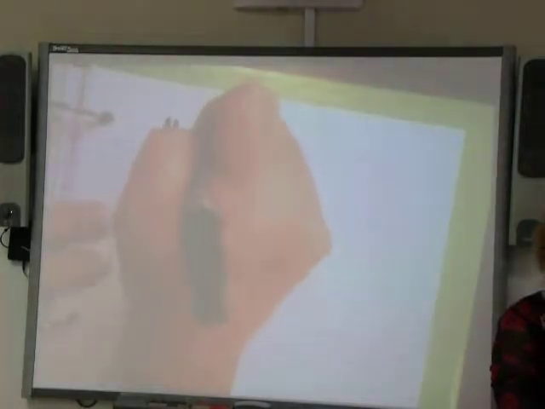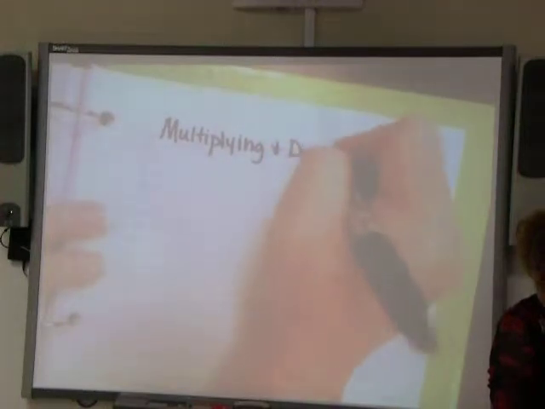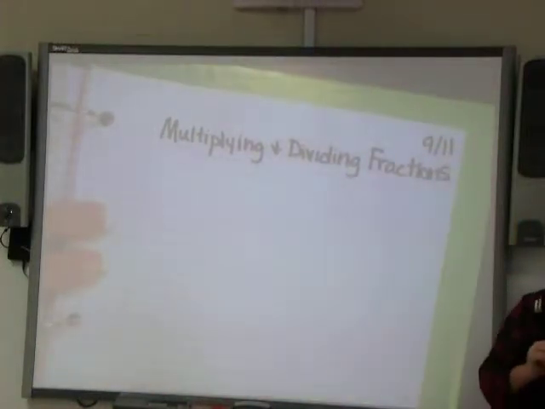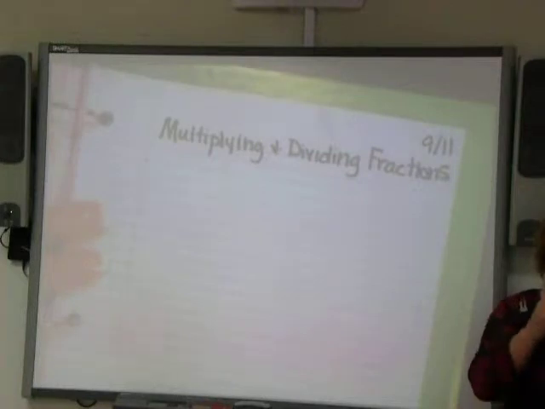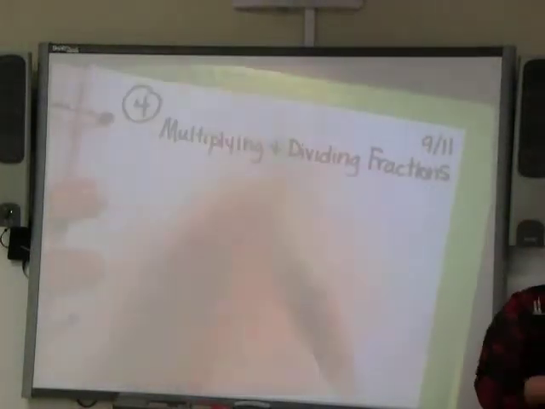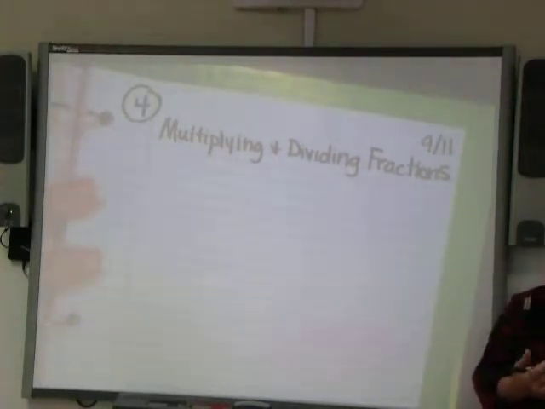you always have a title. So you're going to put your title up top. And you will always have a date. And if you number it with page numbers or topics, topic 4. So every one of my pages in my notebook that are going to deal with multiplying and dividing fractions, I'll have a 4 on.